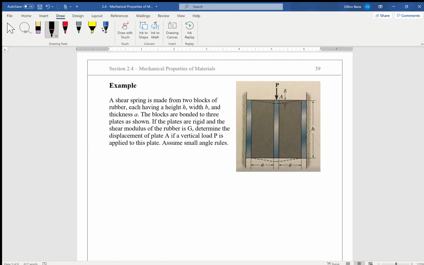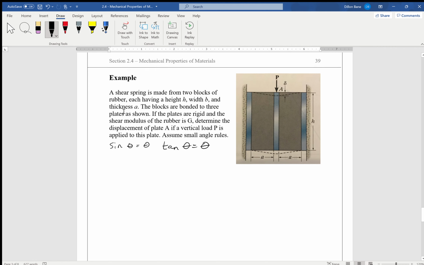If the plates are rigid and the shear modulus of the rubber is G, we hypothetically know G. We are asked to determine the displacement of the plate, this delta, at A under the vertical load P. We're also given to assume small angle rules, where sine of a small number is a small number, so sine theta is equal to theta, and also tangent theta is equal to theta.